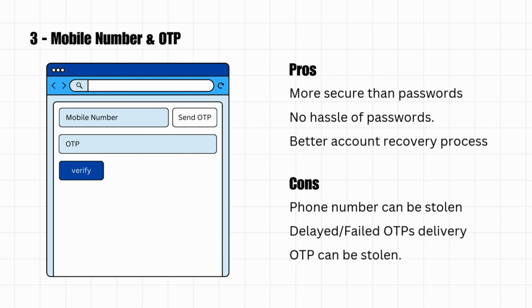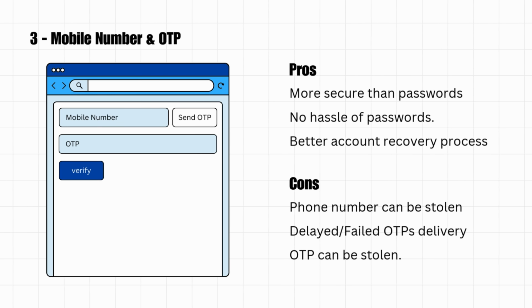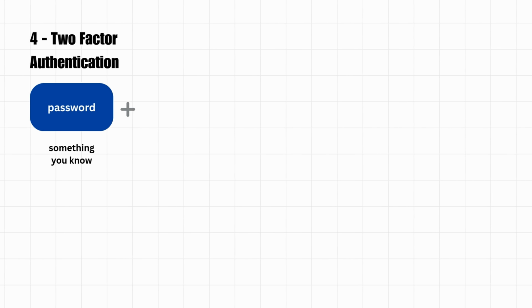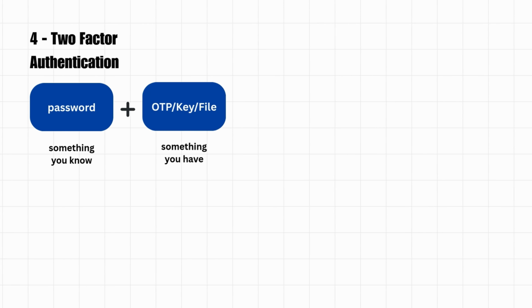This can also be a major problem in this method of authentication. Now comes modern authentication techniques, which is two-factor authentication, which requires two different authentication factors for login, which include something you know, that can be a password, and something you have, that is an OTP or authenticator app or any security key. It can be anything.